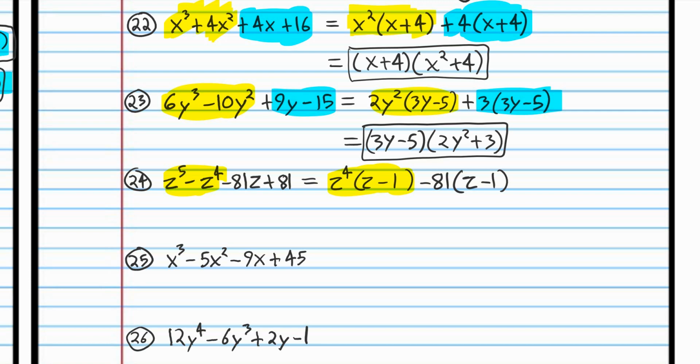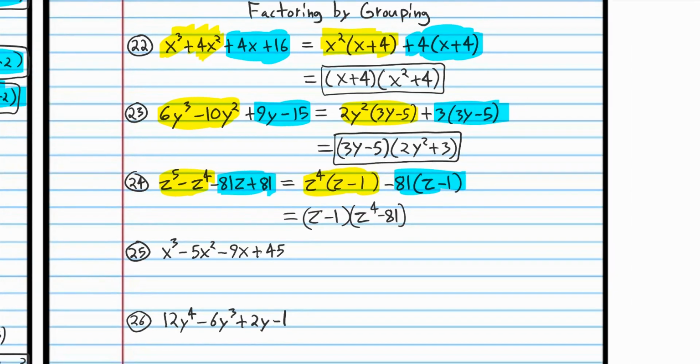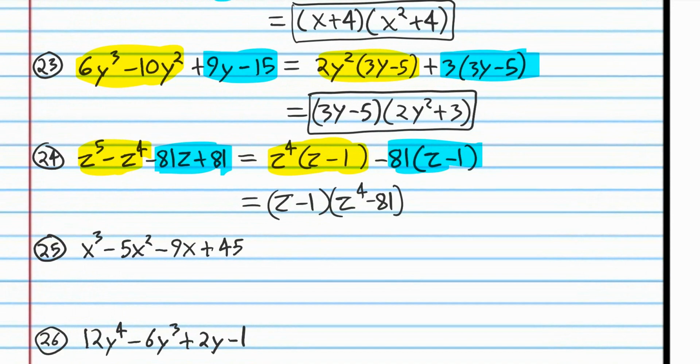All right, so let me color code these, and you see what's going on here. We have z minus 1 and z minus 1. So that's a common factor, and we're going to factor out the z minus 1, and then you're left with z to the 4th minus 81. And we've got a special circumstance here. This is something that we didn't go over very much, but I just want you to be aware that you might see this.